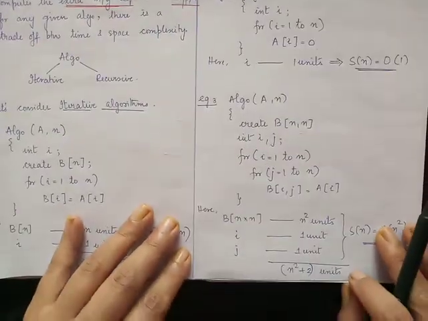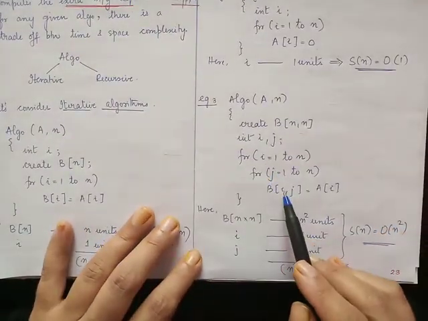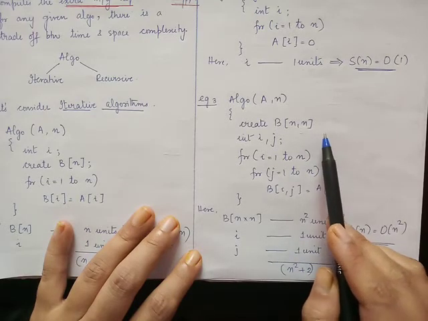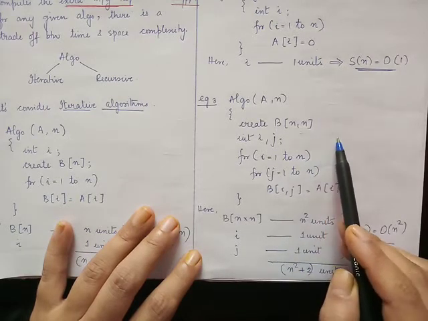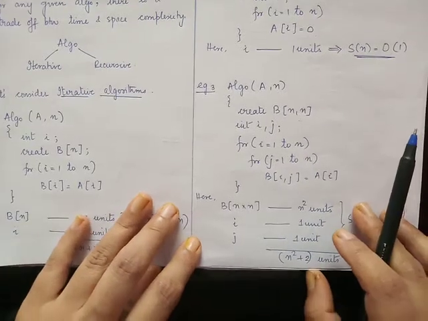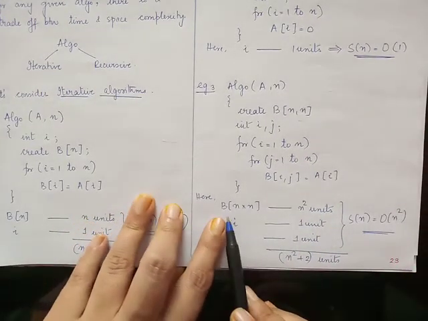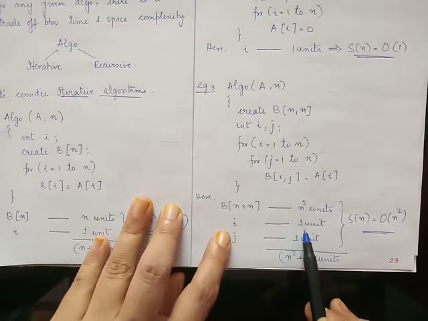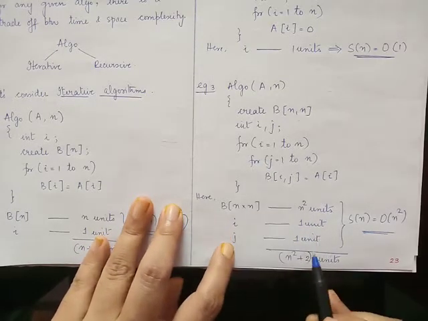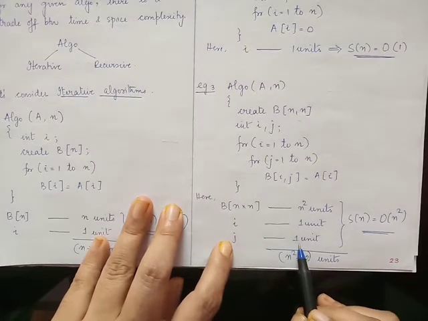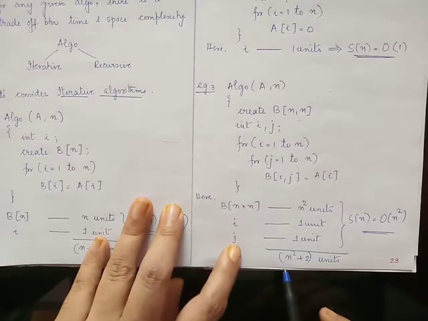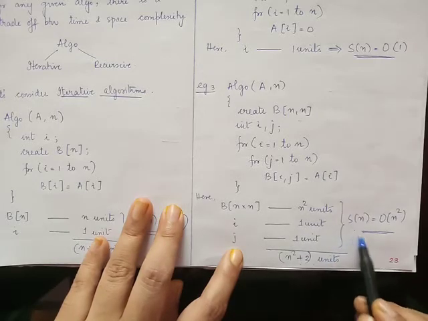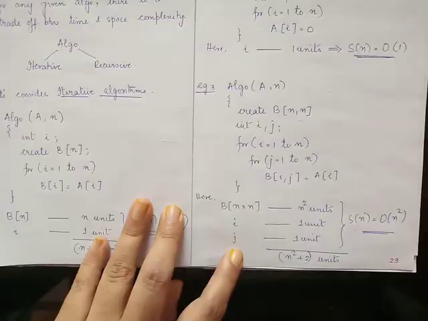The third example, here we have a nested for loop, and our objective is to initialize a 2-dimensional array of size n by n. So the extra space associated with this code snippet is n square with respect to the 2-dimensional array, 1 unit for the temporary variable I and another 1 unit for the temporary variable j. Hence, the total sums up to n square plus 2 units. So we can write S of n as big O of n square.